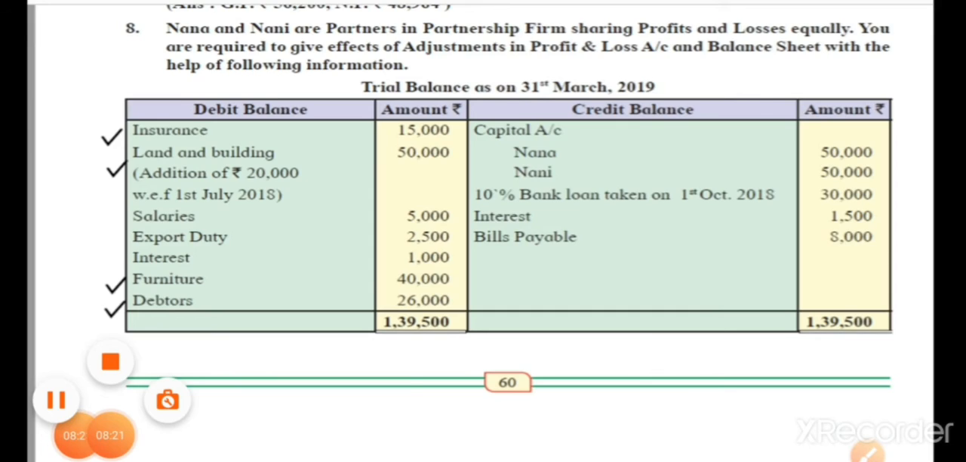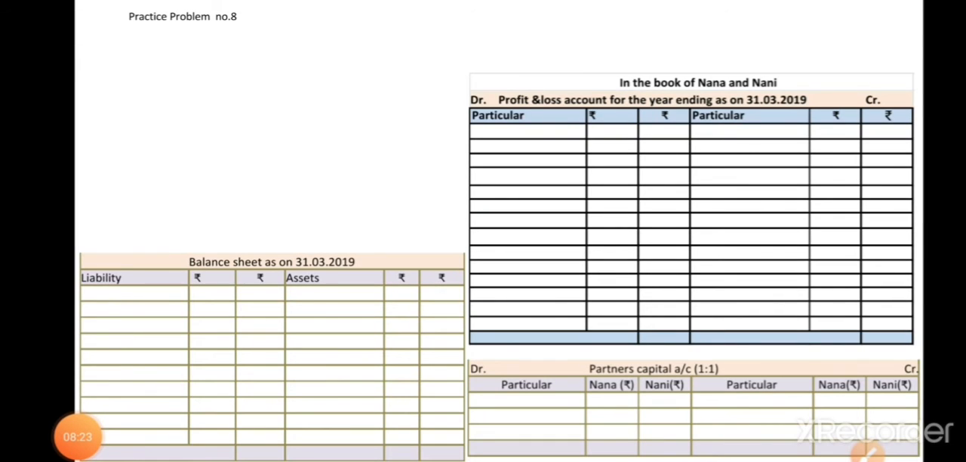Okay, hello students, now we solve the practice problem number 8 of partnership final account. For that purpose we prepare the profit and loss account for the year ending 31st March 2019 and balance sheet along with the partners capital account in the books of Nana and Nani. The format is available in front of you. First of all we post the trial balance items in final account.